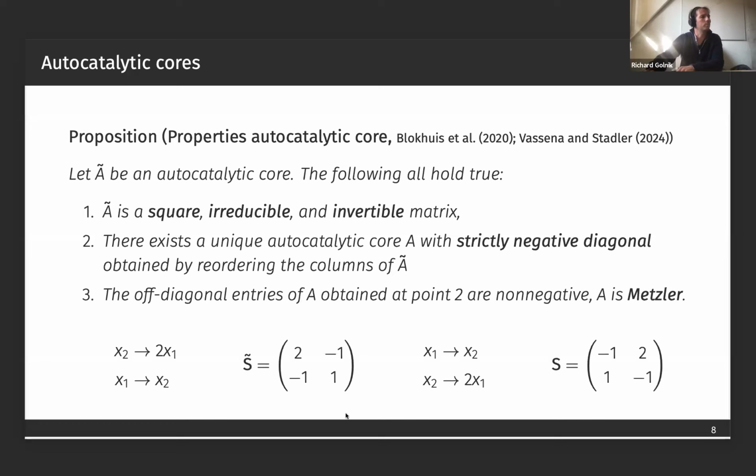When we have a look at our core from before, now called S tilde, if we just switch these two columns, so we switch the two reactions and reorder the columns, then we obtain a representation as a Metzler matrix. And this Metzler representation, especially in the case where we exclude explicit catalysis, shows us another property which has been shown with a totally different approach for autocatalytic cores: each of the reactions in an autocatalytic core has one reactant and one reactant only, and each of the metabolites involved is a reactant for exactly one reaction.